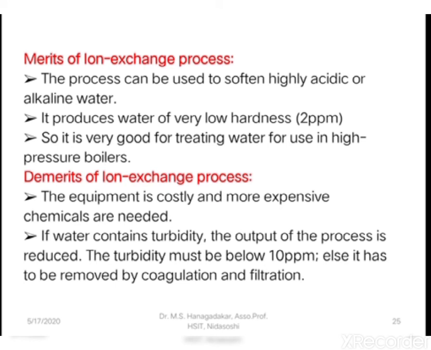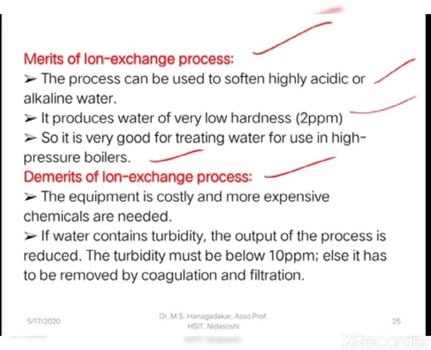Now let us discuss the merits of ion exchange resins. The process can soften highly acidic and alkaline water. This process can be used for the softening of hard water even if it is too acidic or too alkaline. It produces very low hardness, a maximum of 2 ppm hardness can be produced by this technique. So it is a very good technique and it is used for high pressure boilers in industries.